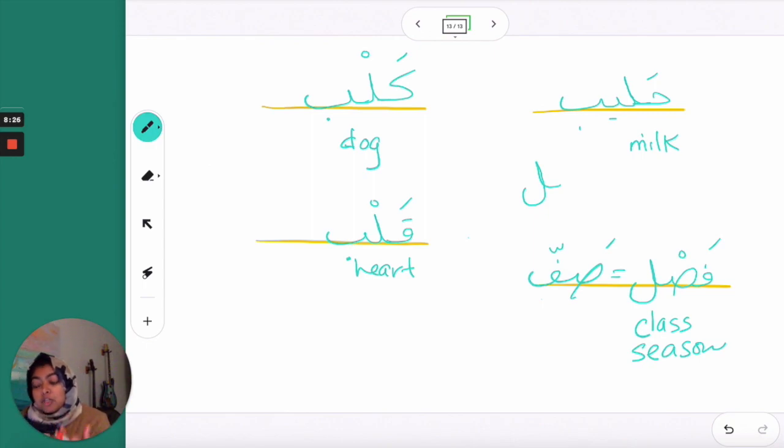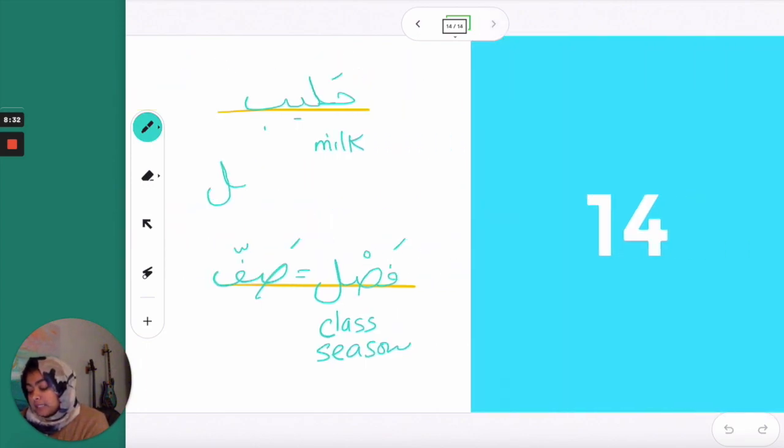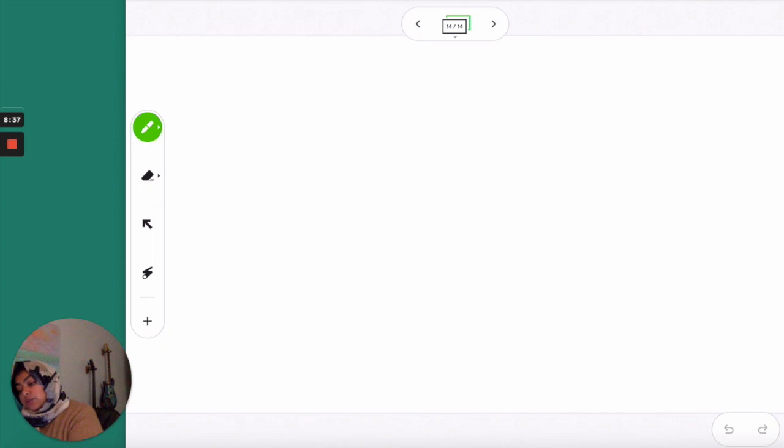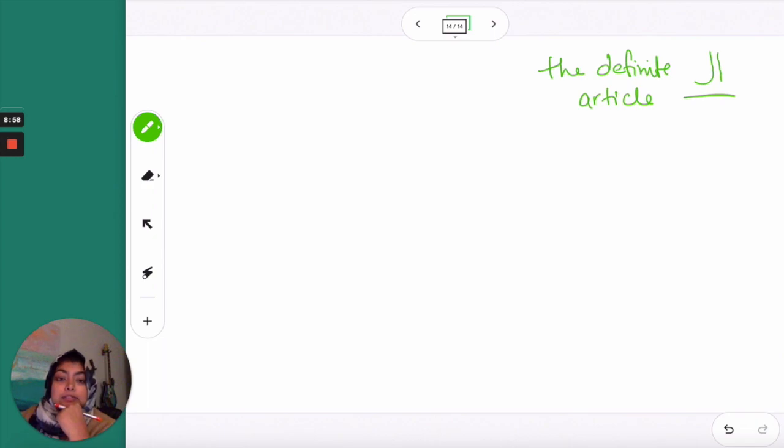Okay. So now that we have the lam, we have a very important thing to learn, and that is, I'll put it here in green, two things. One, when you have an alif followed by a lam, like this, this right here is called al, the definite article. The definite article makes a word definite. We pronounce it al. Okay? Now, originally, the definite article was an alif hamza, like this, and then a lam with a sukun.